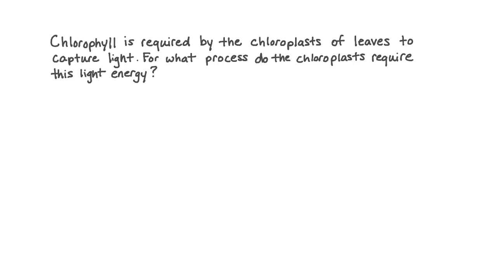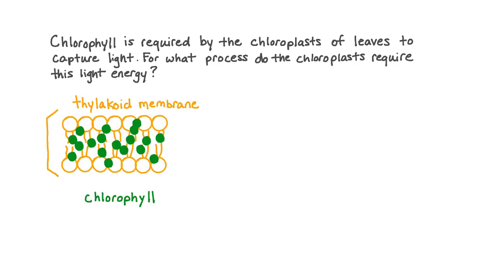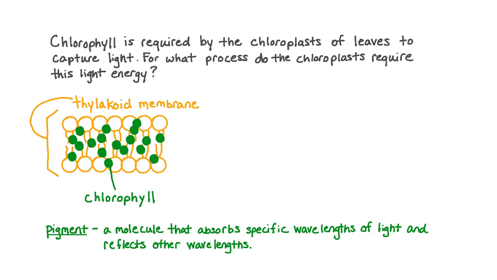Chlorophyll is required by the chloroplasts of leaves to capture light. For what process do the chloroplasts require this light energy? You may remember that chlorophyll is the green pigment found within the thylakoid membrane of chloroplasts. A pigment is a molecule that absorbs specific wavelengths of light and reflects other wavelengths. In the case of chlorophyll, blue and red wavelengths of light are absorbed more efficiently than green wavelengths of light.